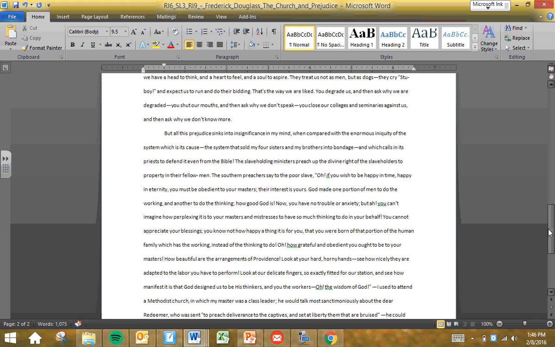The Southern preachers say to the poor slave, "Oh, if you wish to be happy in time, happy in eternity, you must be obedient to your masters. Their interest is yours. God made one portion of men to do the working and one to do the thinking. How good God is! Now you have no trouble or anxiety, but you can't imagine how perplexing it is to your masters and mistresses to have so much thinking to do in your behalf. You cannot appreciate your blessings.